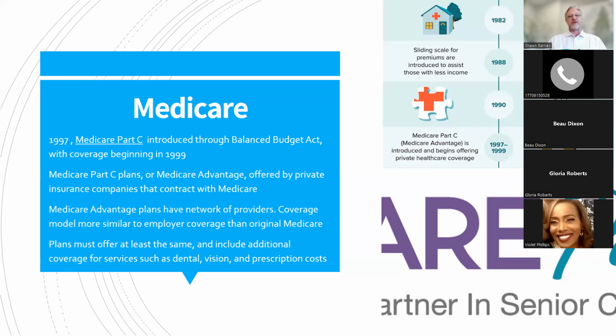So generally speaking, Medicare Advantage plans have a network of providers, and it's more of a model that you would see with your employer coverage, where there are certain specialists or certain people you can see. You need different privileges to do that. These plans, on the surface at least, must offer at least the same as original Medicare, and they all offer additional coverage. Some cover dental, vision, prescription costs. It's a host of things that they cover.